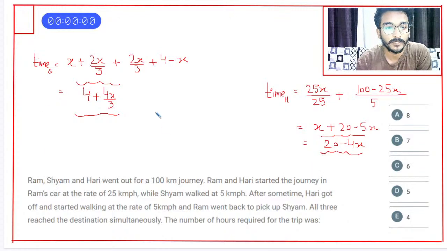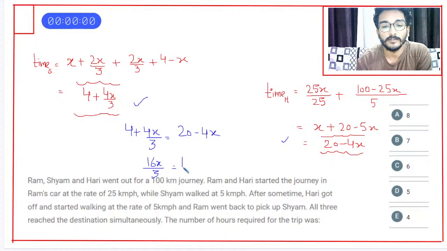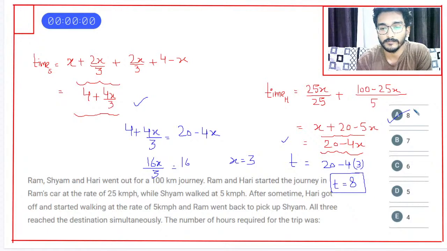So making them equal to one another, this part and this part, because the time must be same for each of them. Whatever journey they are covering, they are reaching at the same time. So I can say 4x by 3 plus 4x, it is 12x plus 16x by 3 equal to 16. I can say x equal to 3. So if x equal to 3, what is the time? 20 minus 4 into 3, that is 12. The time equals to 8. So that's our answer for this question.